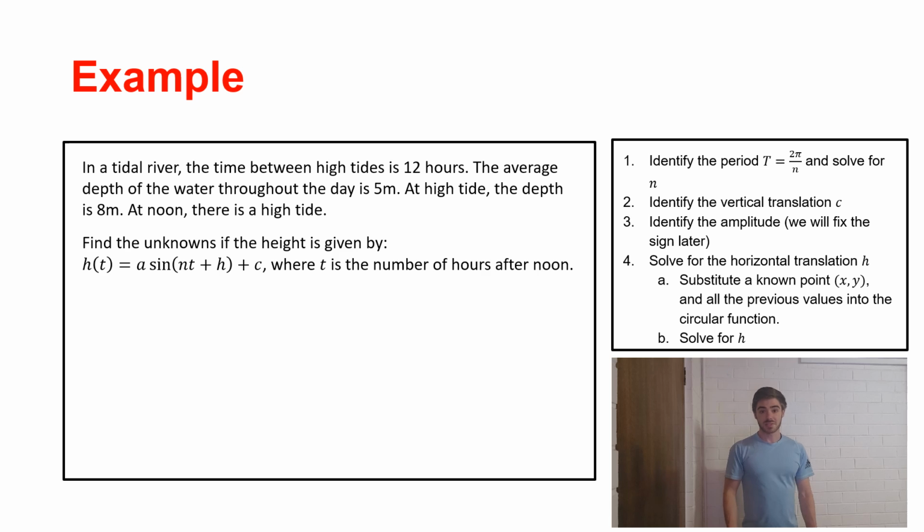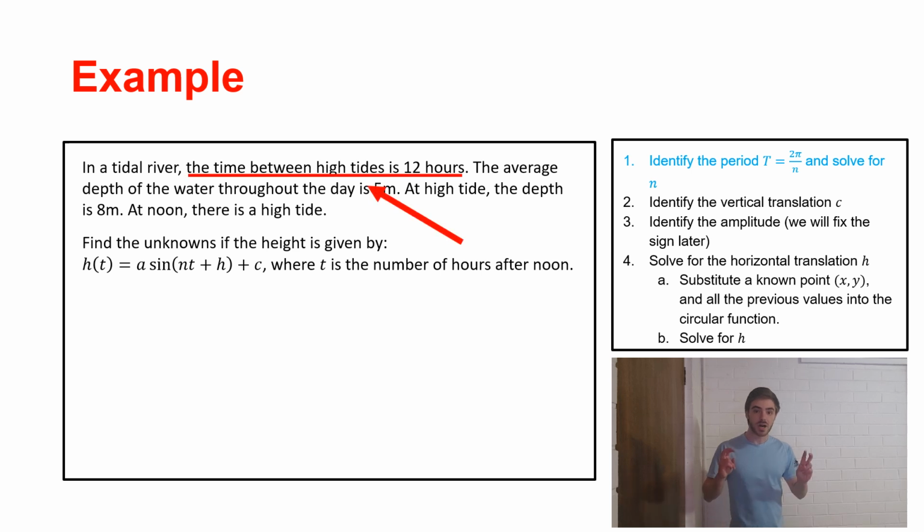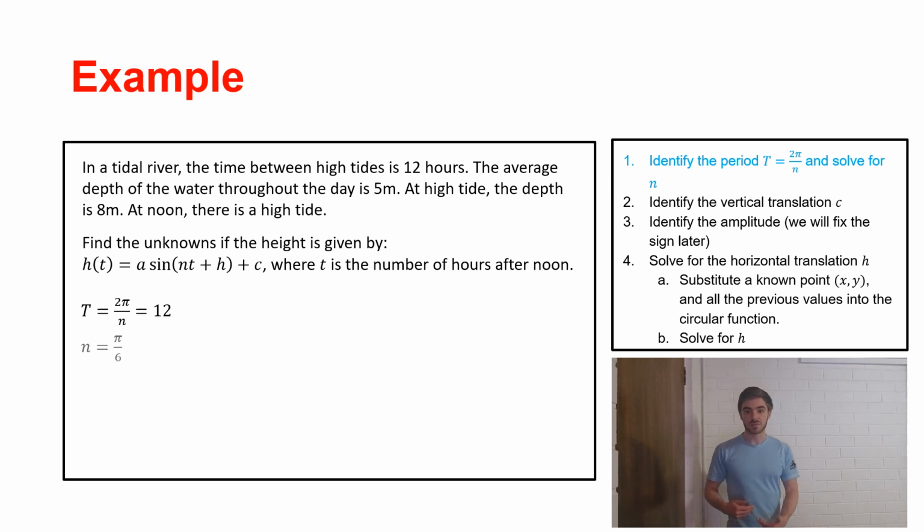So, the quickest thing to find is usually the period of your circular function, and this is just going to be how long it takes for the thing in your scenario to repeat once. In this case, we're talking about the tides. So this sentence here that says the time between high tides tells us that the period of this scenario is going to be 12 hours. The reason finding the period is important is because we can use it to calculate n. All we do is sub in the value of the period and then rearrange for n.